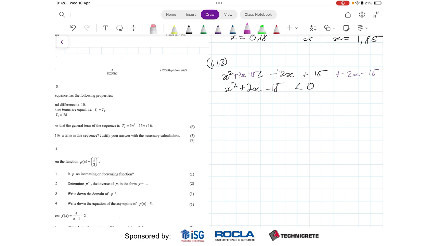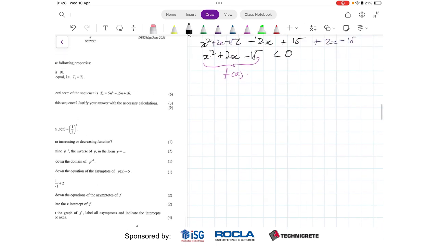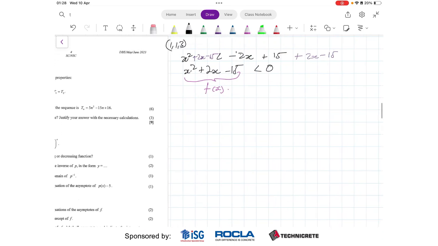Now this is our function f at x. If we are going to write our function in standard form, it means we need to get that equal sign so that we can get the roots of our equation, right? So now for the roots of our equation, we're going to be looking for factors of negative 15 and 1 that could give us a positive 2. And what factors are those?